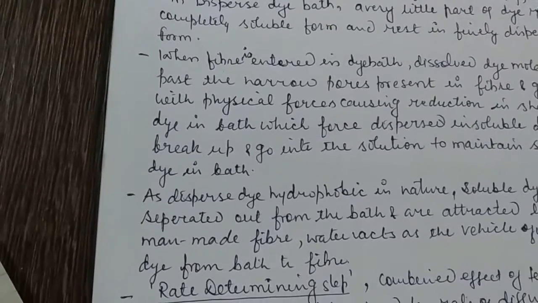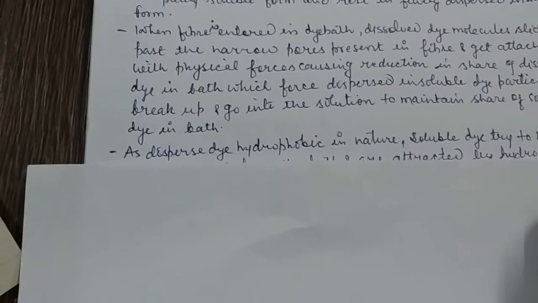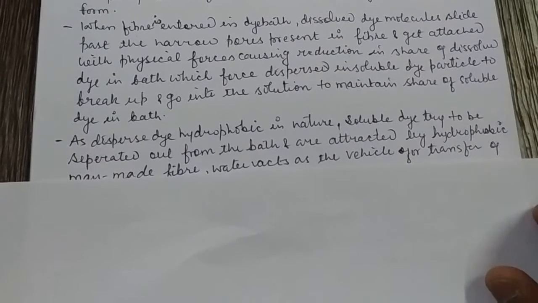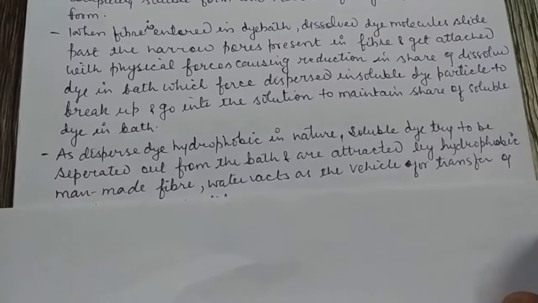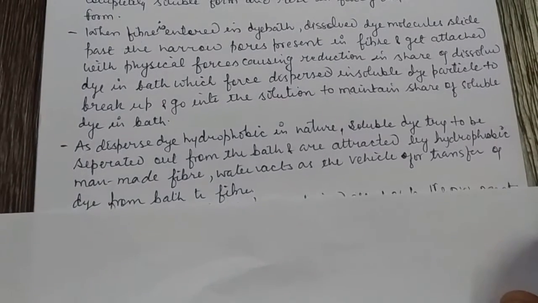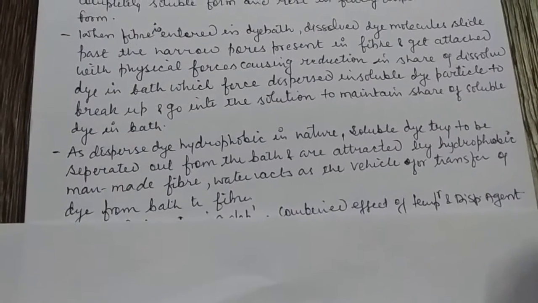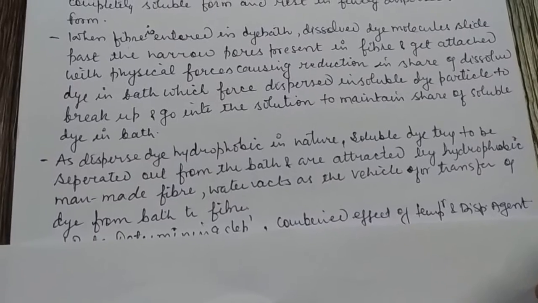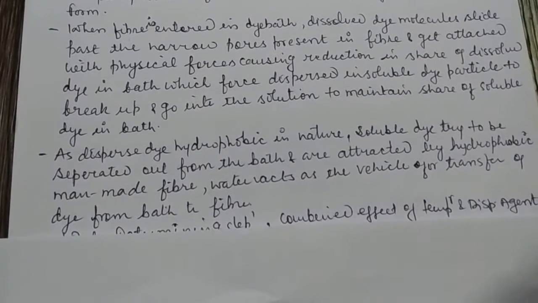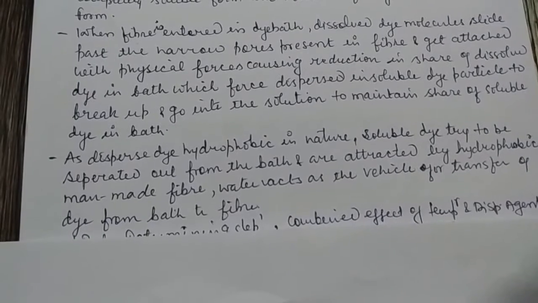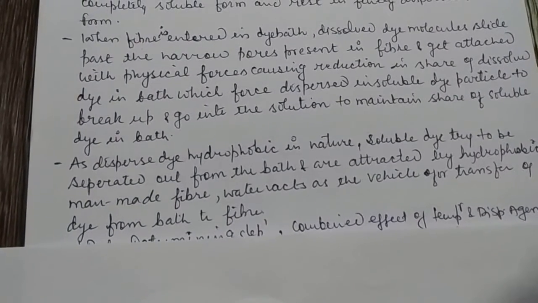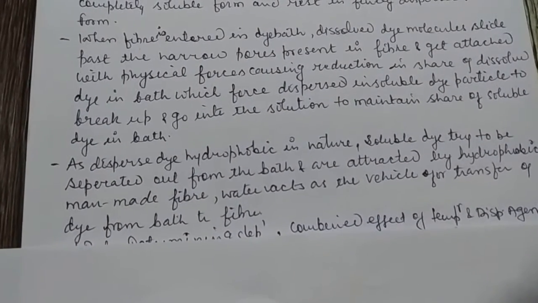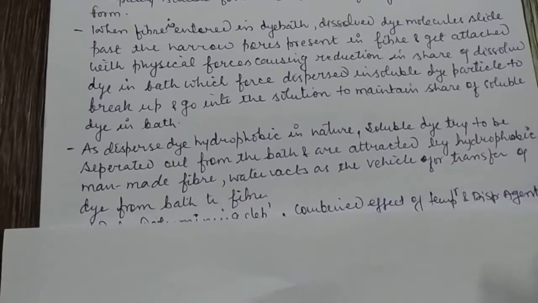As dispersed dye is hydrophobic in nature, soluble dye tries to be separated out from the bath and are attached by hydrophobic man-made fiber. Water acts as a vehicle for transferring the dye from bath to fiber. It means, as we just discussed, when completely soluble dye of dye bath is taken up by the fiber, simultaneously dispersed insoluble dye convert into soluble form, then it separated out from the bath and attached to man-made fiber surface through water as a vehicle.